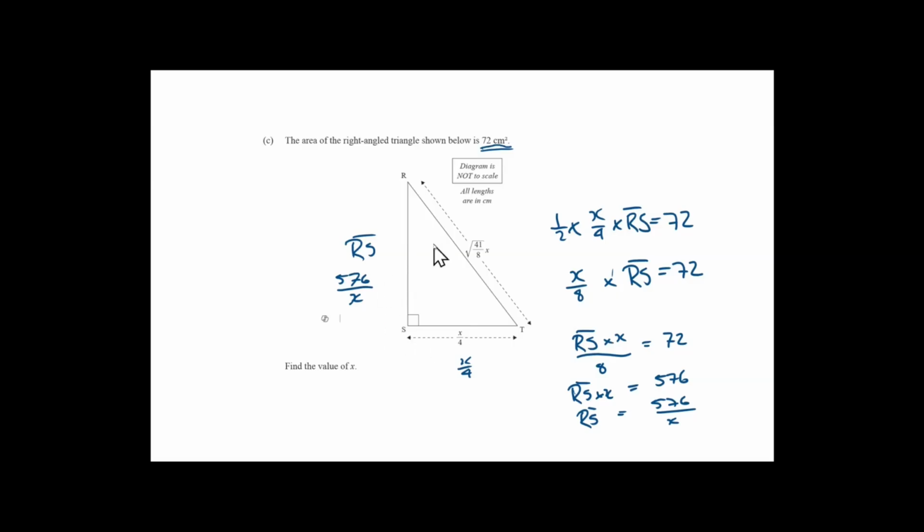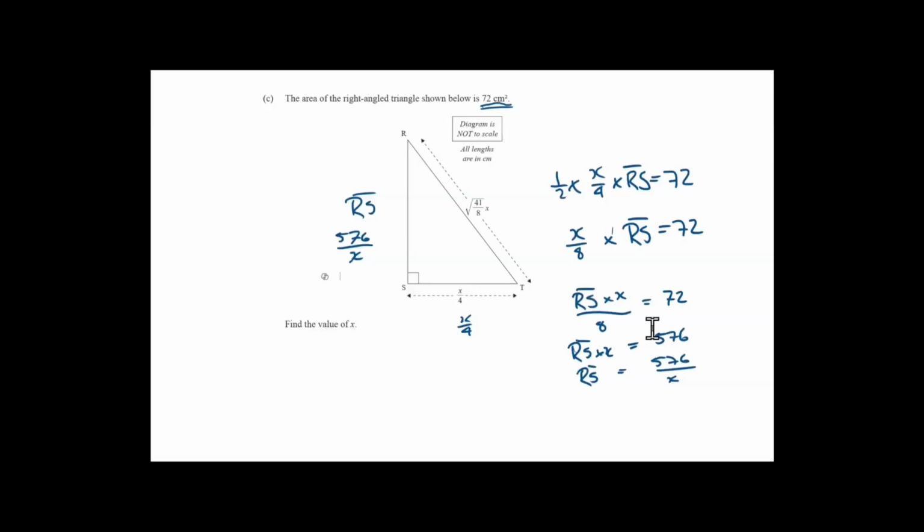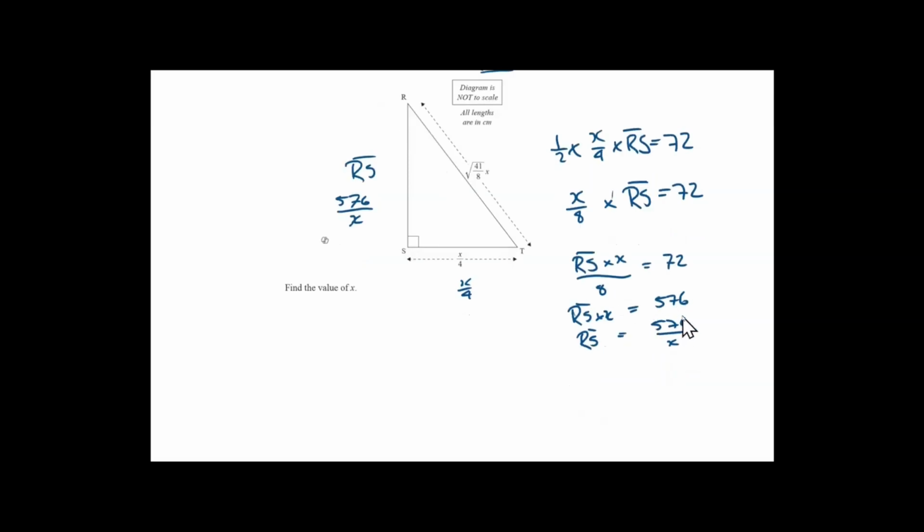Now if we already used the area thing to find RS, we can't use RS to use the area, so we need to use Pythagoras' theorem now. And now I think is where it's going to get really, really, really ugly. But let's do it.